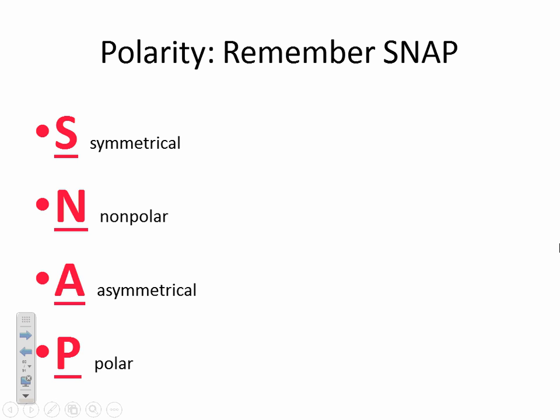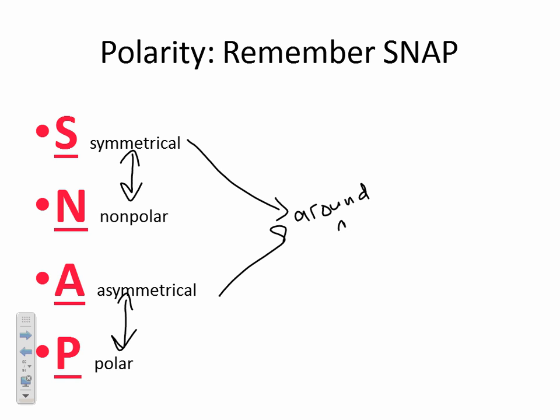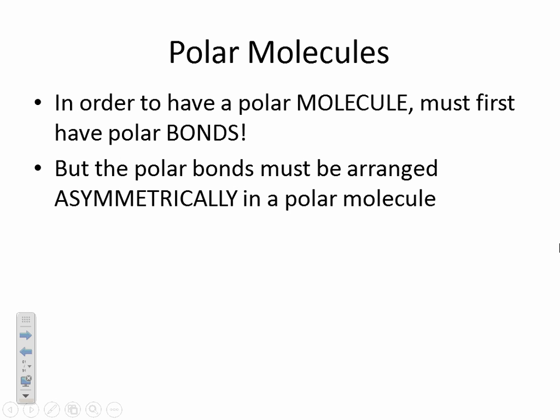So this acronym SNAP is very, very helpful to remember with molecular polarity, because SNAP: if it's symmetrical, then it's nonpolar, so these two go together. But if it's asymmetrical, then it's polar. And whenever we're talking about this symmetry, we mean around the central atom, so around the middle of the molecule. That's where we're looking.